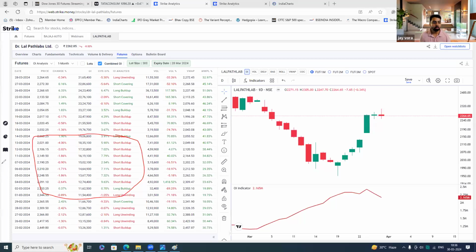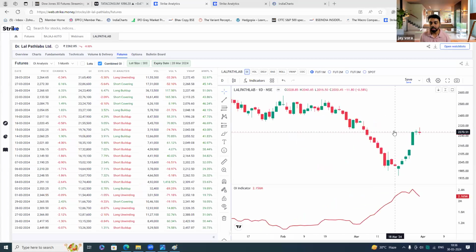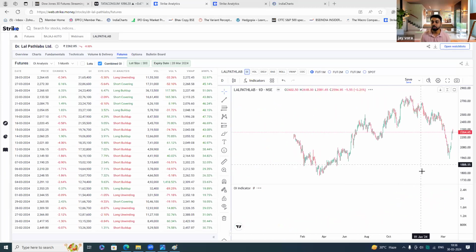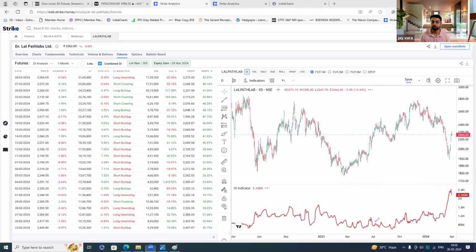Okay, so like I mentioned to you, this is sort of a zone that will act as a very strong level for Lalpath Labs on the upside. So we had seen in the previous screen only that the 40-day exponential average was also somewhere over here, which it is not able to break out for now. Okay, so this could be an interesting stock provided it breaks this range. Okay, then what will happen is that it will actually lead to a short covering rally, which will then probably push the stock higher towards its upper end of the range.